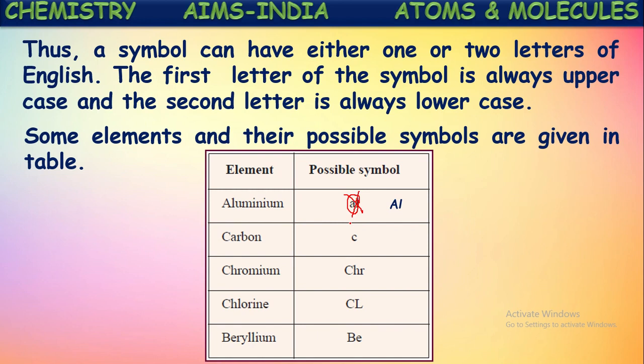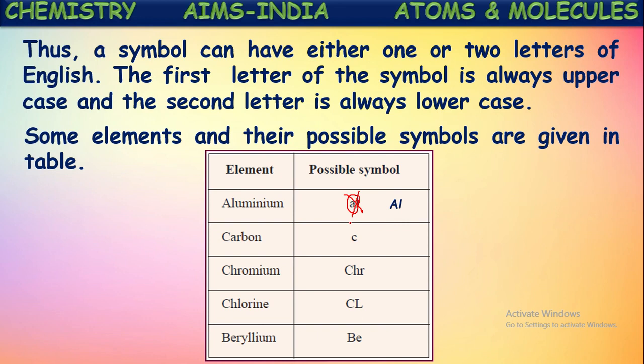Okay. See the next element, carbon. Its symbol is taken as C. It is given correctly. But if you observe, according to the rules Berzelius proposed for writing symbols, if there is only one letter in the symbol, it should be written as a capital letter. It should be in uppercase.